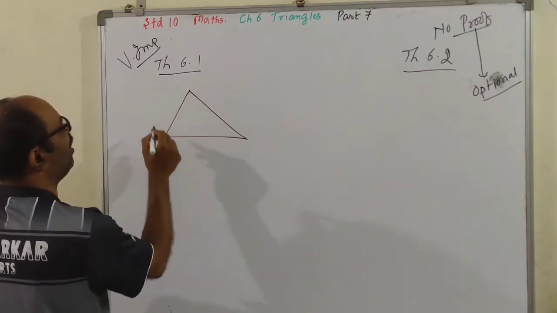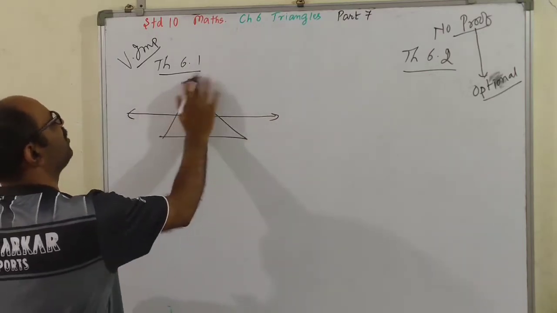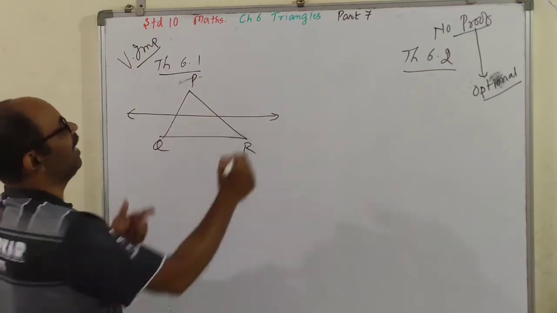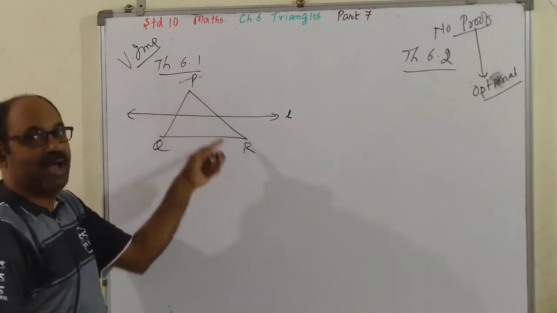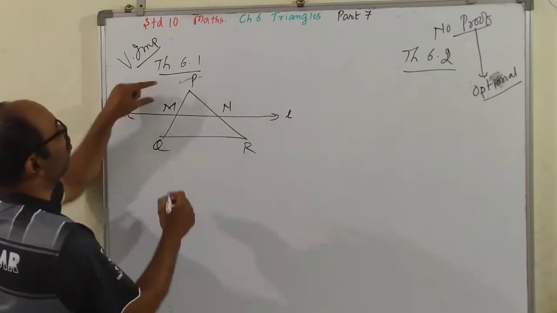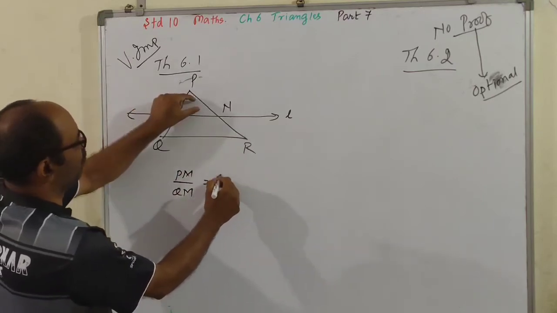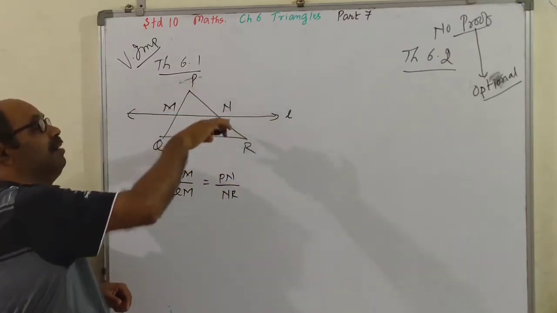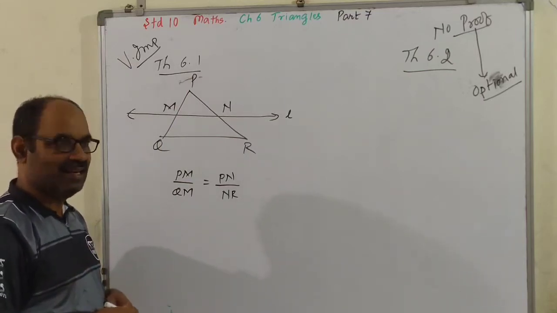Suppose in a triangle, one line is drawn which is parallel to a side. I'll change the name today. Triangle PQR. Line L is such that it is parallel to QR, and the remaining two sides PQ and PR, it intersects in points M and N. Then what do you have? PM/QM is equal to PN/NR. This line divides sides PQ and PR in the same ratio, in the same proportion. Is that clear? That was there.